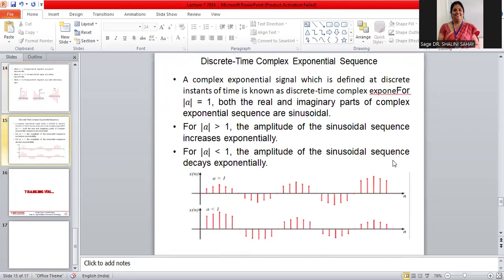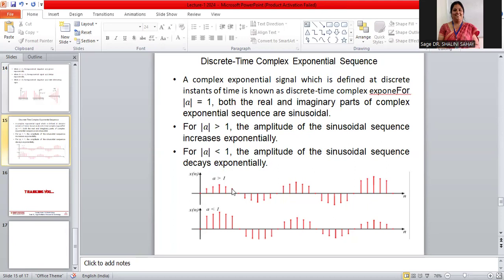Now the discrete time complex exponential sequence. A complex exponential signal which is defined at discrete instants of time is known as a discrete time complex exponential. For mod of a equal to 1, both the real and imaginary parts of the complex exponential signal are sinusoidal. For mod of a greater than 1, the amplitude of the sinusoidal sequence increases exponentially. And for mod of a less than 1, the amplitude of the sinusoidal sequence decays exponentially. So these are the different forms of the complex exponential sequence, with mod a greater than 1 or less than 1.